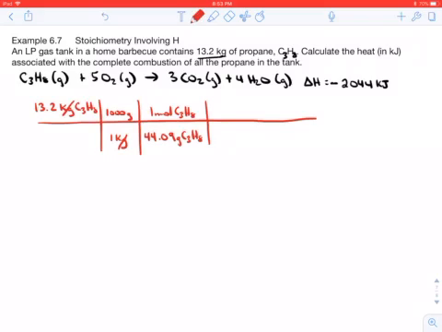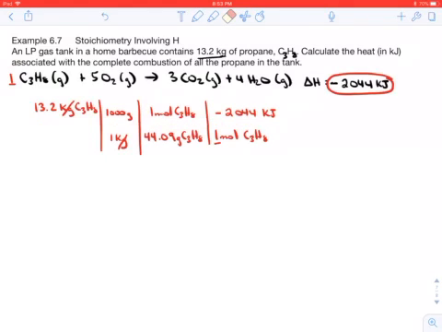Now we get to use our balanced chemical equation at this point to solve. We know that for every mole of C3H8, this 1 mole came from up here where this is understood to be 1. Every time we burn 1 mole of C3H8, we evolve this much energy. So on top, we're going to put negative 2044 kilojoules. And that will actually be our answer. And remember, when we're solving these problems, we multiply across the top.